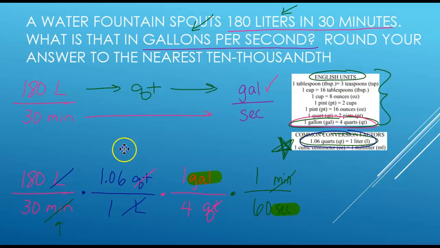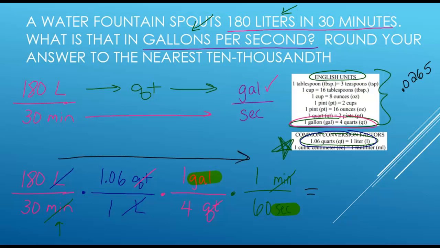Now it's time to finish. The shortcut is to multiply everything on top and divide everything on the bottom. So I would do 180 times 1.06 times 1 times 1 is the same, divided by 30, divided by 4, divided by 60. And I get 0.0265. Now I'm going to do it another way and see if it still works.